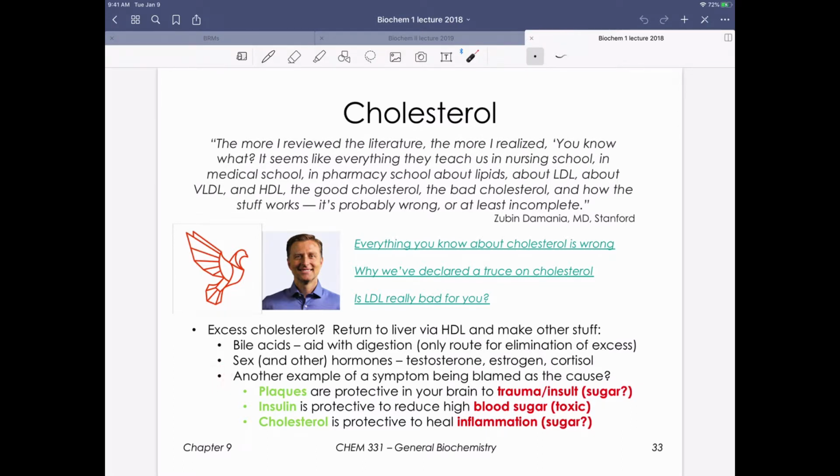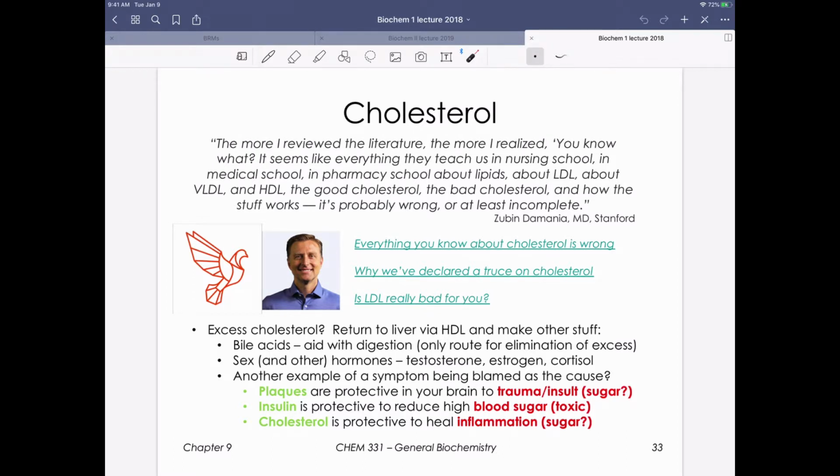This is a point I want to highlight: cholesterol is potentially another example of a system being blamed as a cause. A couple of examples that I've talked about: if you burn yourself on a pan and you get a blister with some pus inside of it, you don't blame the pus for giving you the blister. You blame the pan that burned you. The pus, that fluid, is there to help heal the process, but it's not what caused the blister. The heat is the insult that caused that blister.